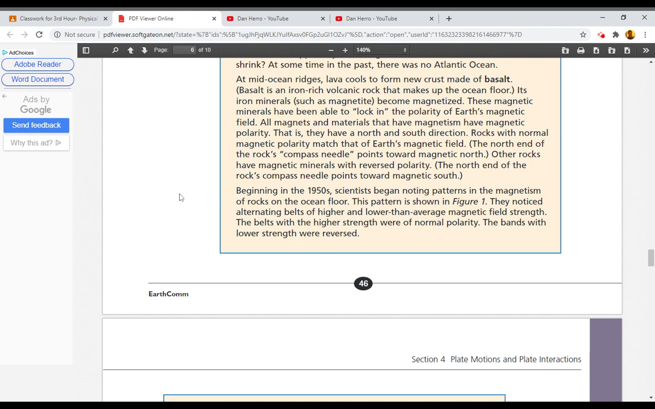Beginning in the 1950s, scientists began noticing patterns in the magnetism of rocks on the ocean floor. This pattern is shown in Figure 1. They noticed alternating belts of higher and lower than average magnetic field strength. The belts with the higher strength were of normal polarity. The bands with lower strength were reversed.